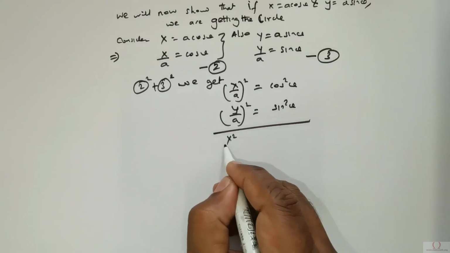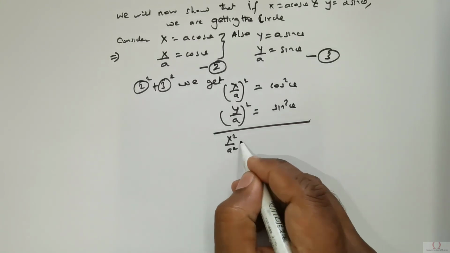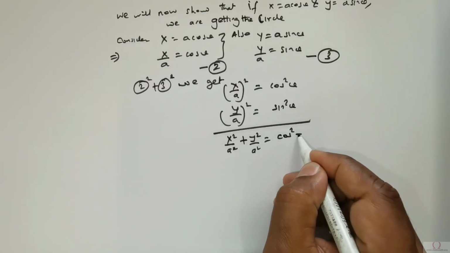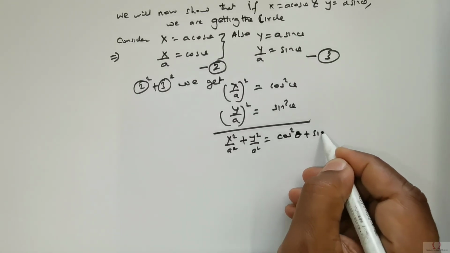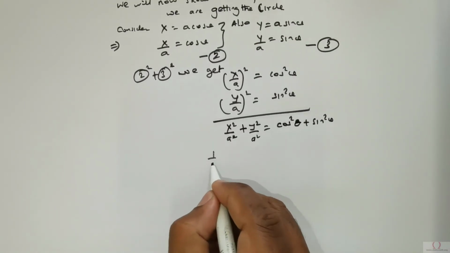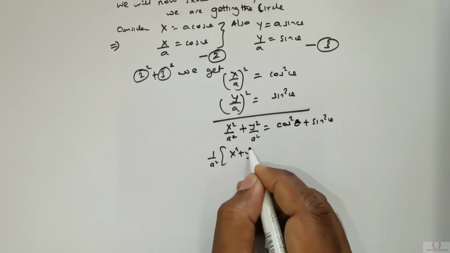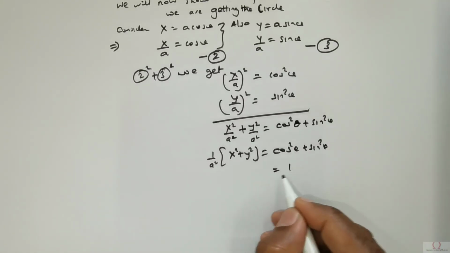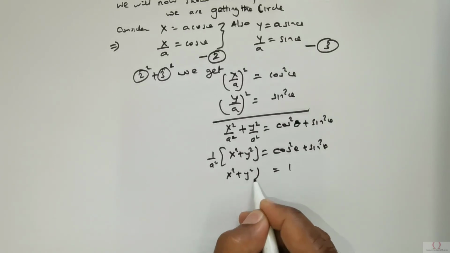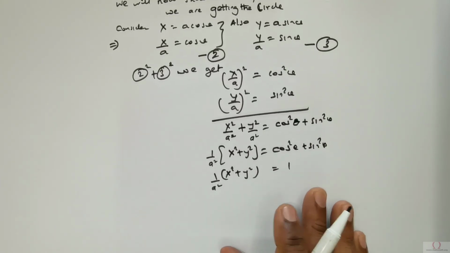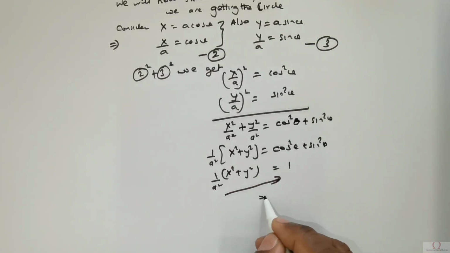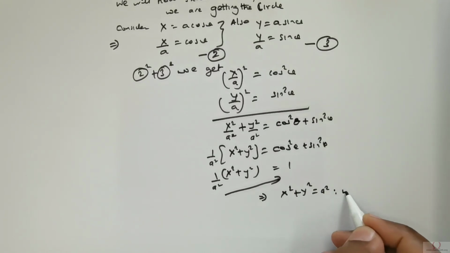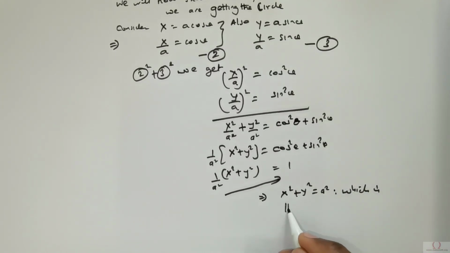So this is going to be x squared over a squared plus y squared over a squared is equal to cos squared theta plus sin squared theta. I take a squared out, I would get x squared plus y squared is equal to cos squared plus sin squared, but this is equal to 1. So I've got x squared plus y squared with 1 over a squared as a multiple. I can move this out. So this would mean I got x squared plus y squared is equal to a squared, which is the equation of the circle.